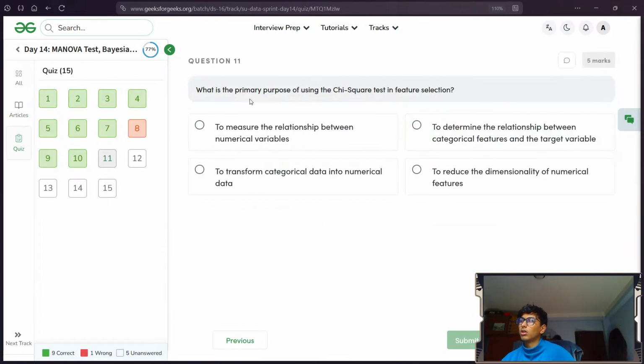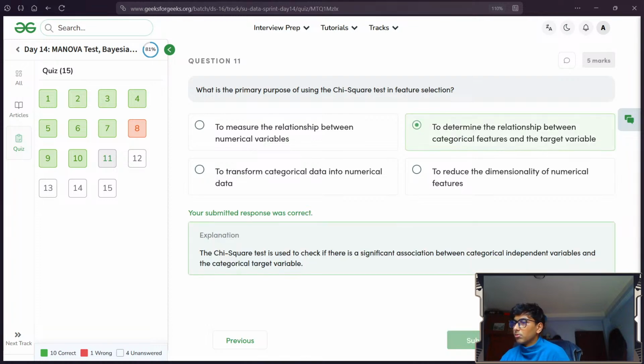Okay. What is the primary purpose of using chi-square test in feature selection? To measure the relationship between numerical variables, to determine relationship between categorical features and target variable, to transform category data into numerical data, to reduce dimensionality. This is the answer, right?